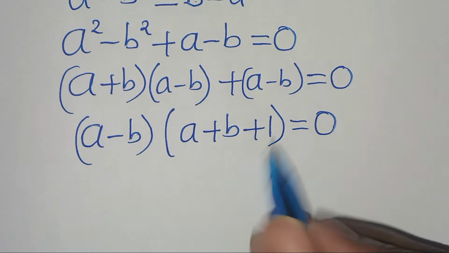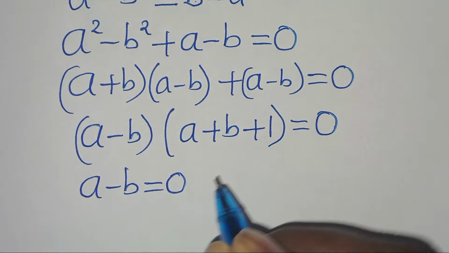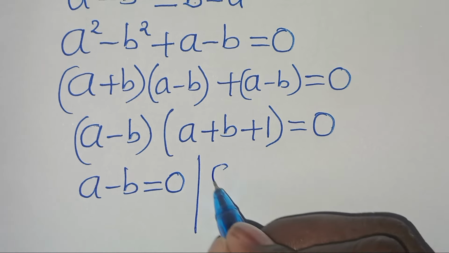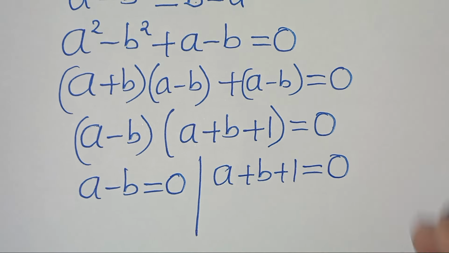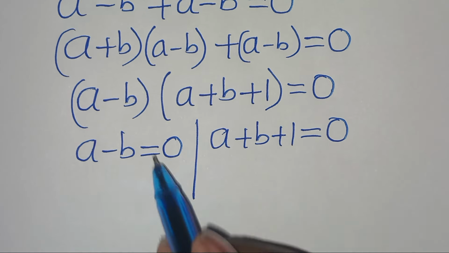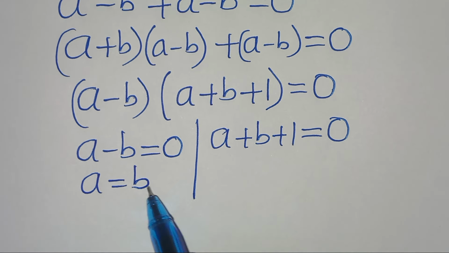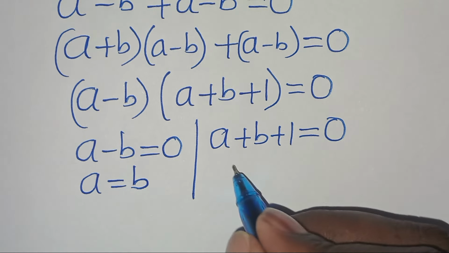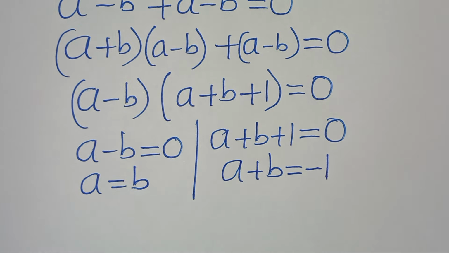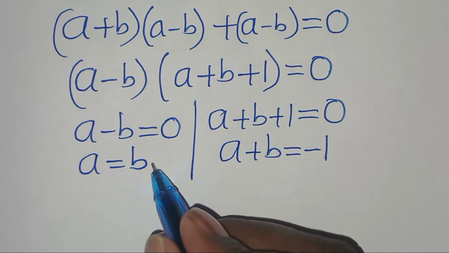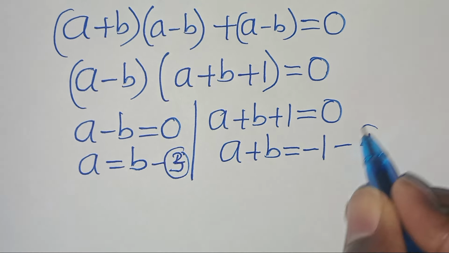So we have got two parts here. We have a minus b, this is equal to 0. And we have that a plus b plus 1, this is equal to 0. So from here, we have that a is equal to b. And on the other side here, we have that a plus b, this is equal to minus 1. Now, we can call this equation 3 and this to be equation 4.